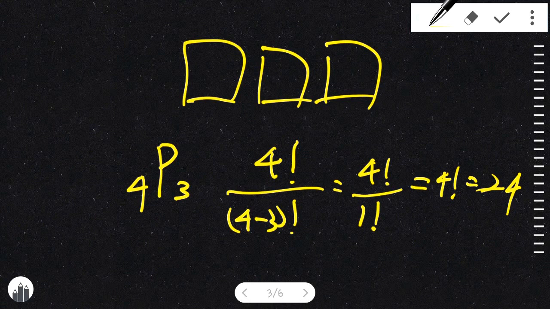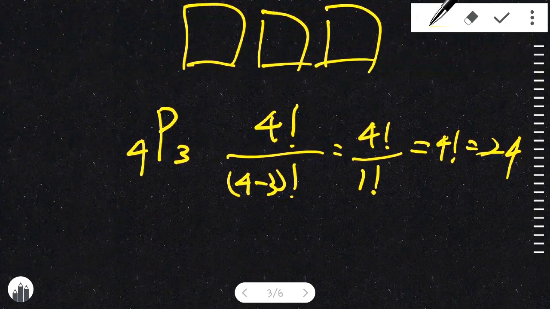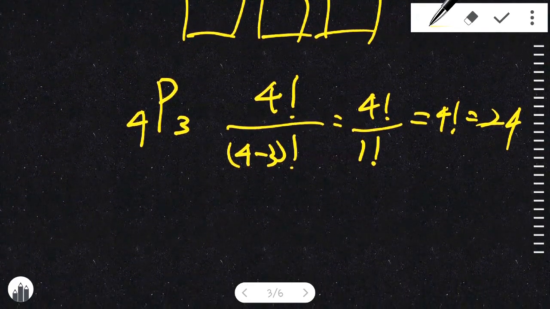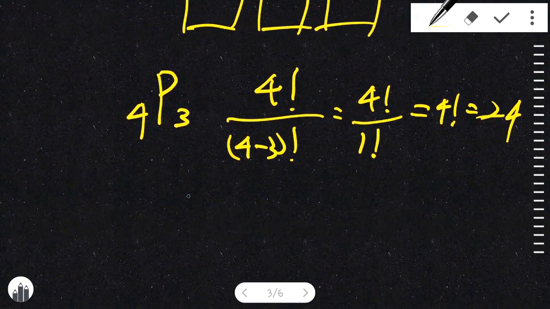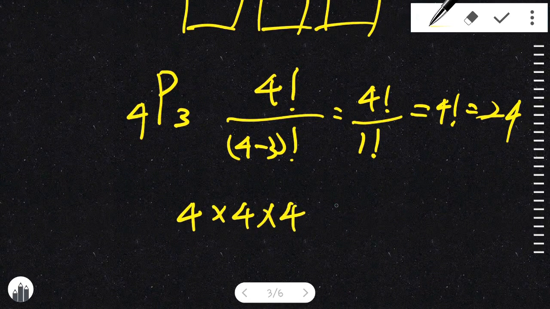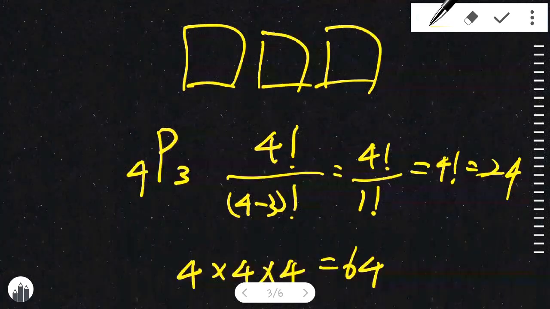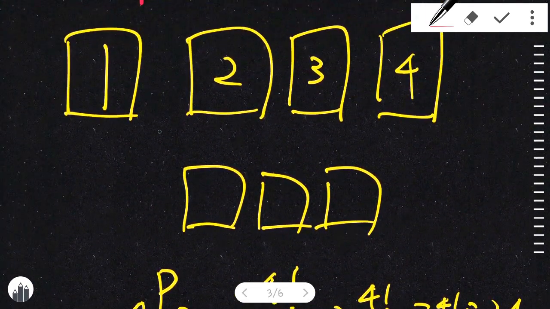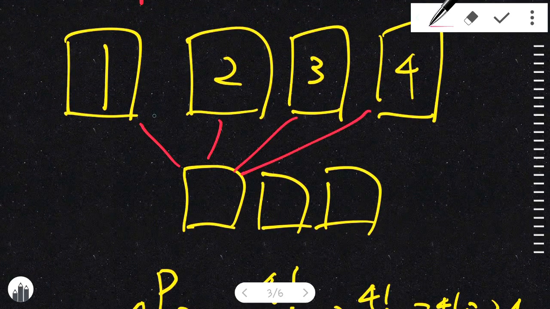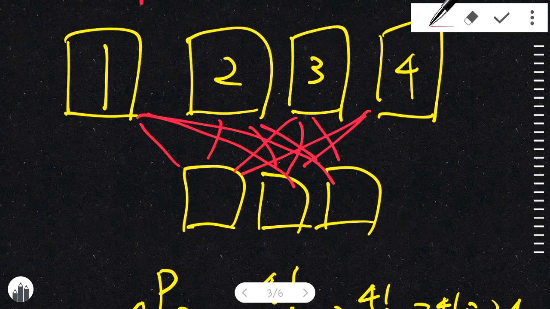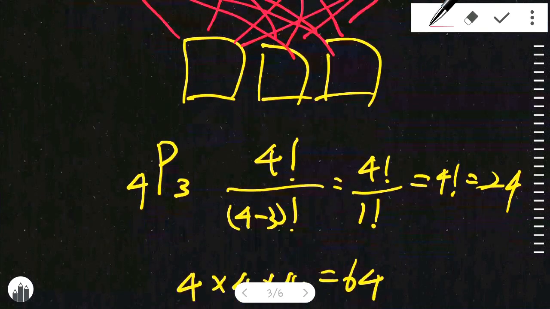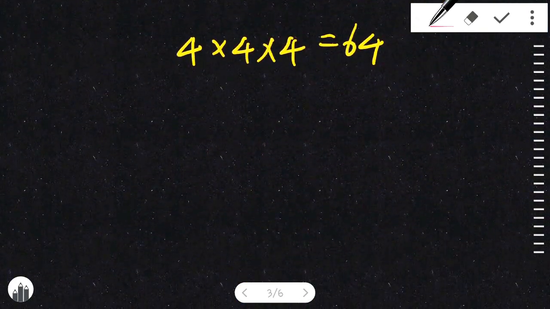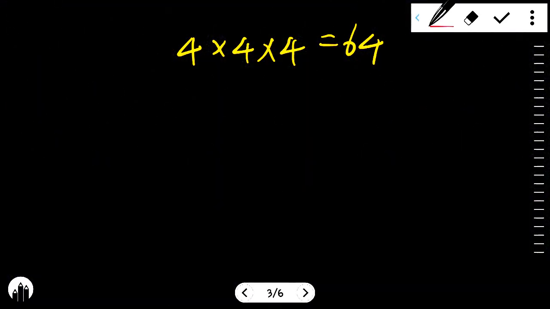But what if the question says, you may use the cards repeatedly? In that case, we get 4 times 4 times 4, which equals 64. In the first digit, we can use all the 4 cards. That works the same for the second as well, and for the third digit as well. In that case, we get 4 times 4 times 4, which equals 64.